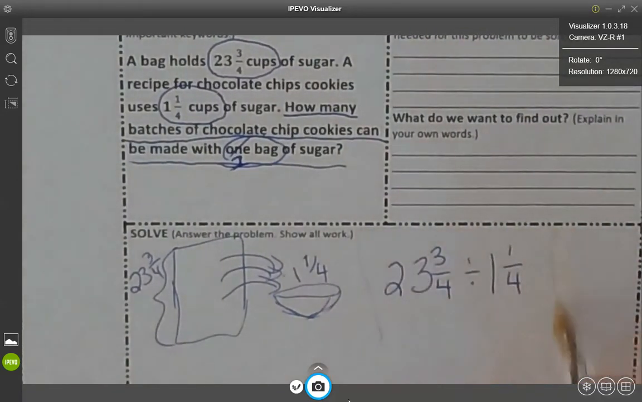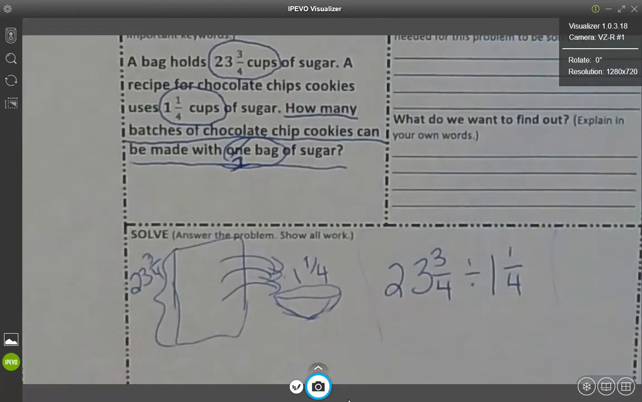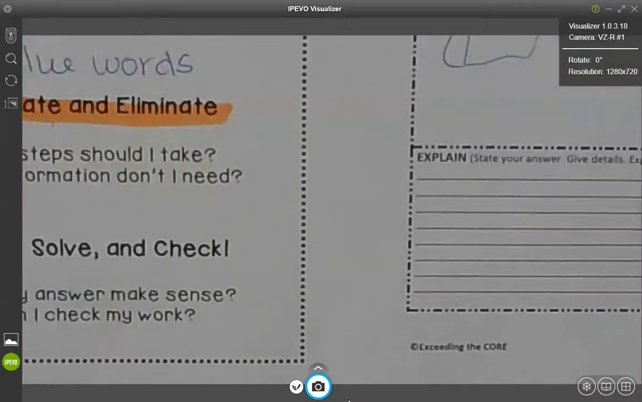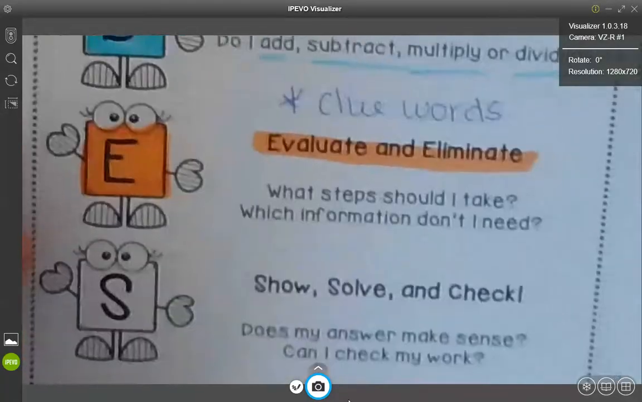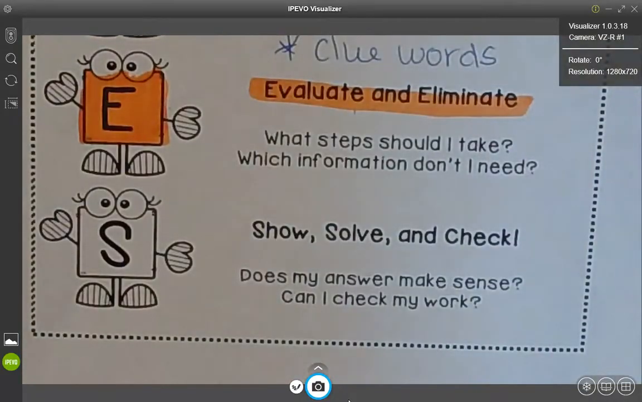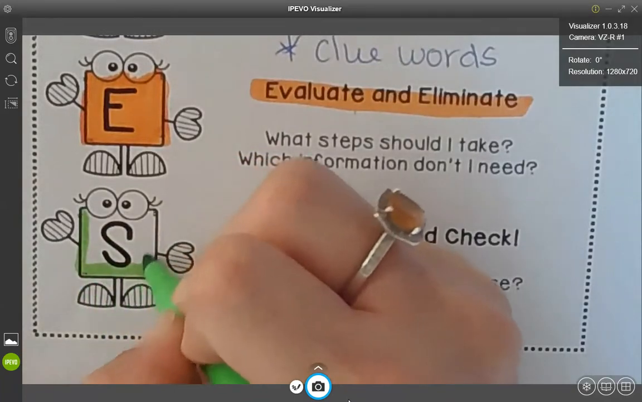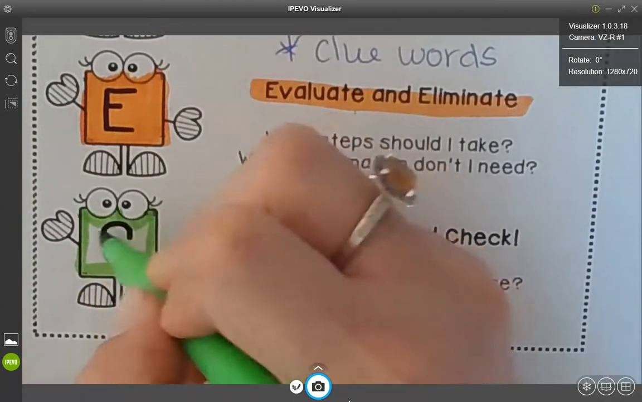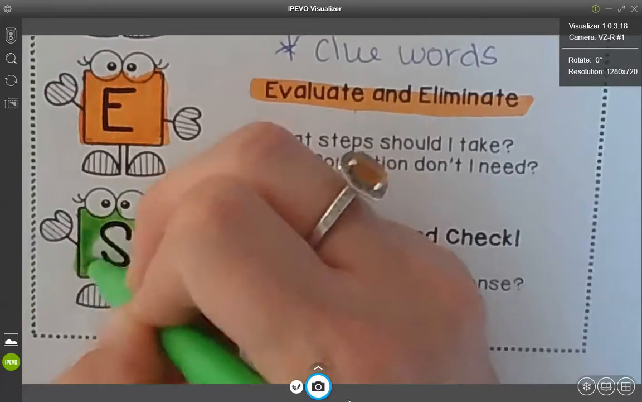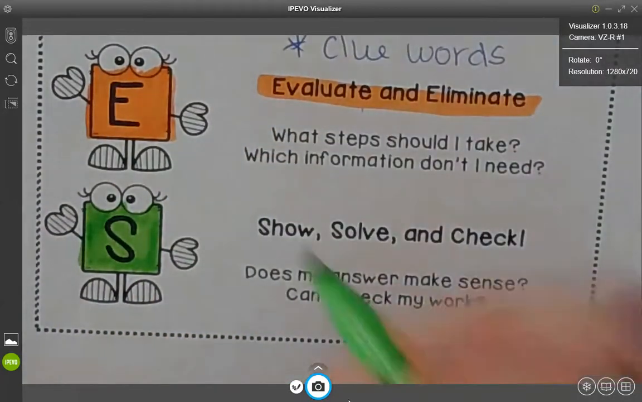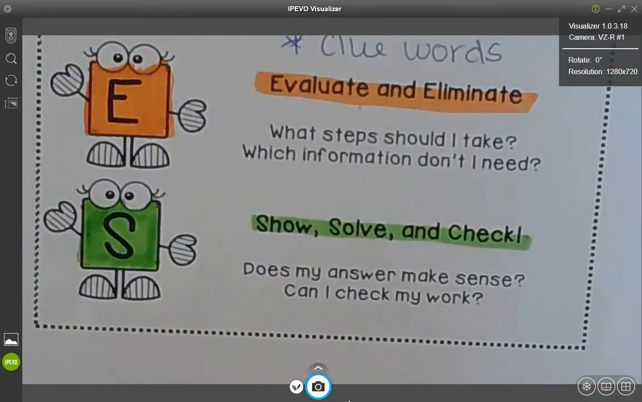You need to write down this work. If you want to draw my picture, you can. I was just showing you guys the kind of thinking through it, the process, what my brain is seeing in my head. I was drawing it out for you guys. Okay, and then what does the S stand for? Well, it says to show, solve, and check, right? So solve it, check it, make sure you show the work for it. And always check to make sure that your answer makes sense.